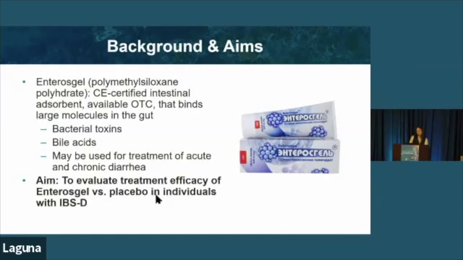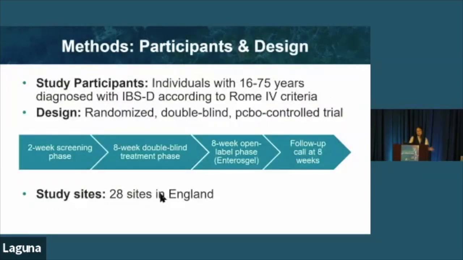It's an adsorbent that can bind large molecules in the gut, including bile acids or bacterial toxins, and it has been proposed that it could be used for the treatment of acute and chronic diarrhea. So the aim of this study was to evaluate the treatment efficacy of Enteris gel versus placebo in patients with IBS-D. This study recruited participants ages 16 to 75 with IBS-D for a randomized double-blind placebo-controlled trial.